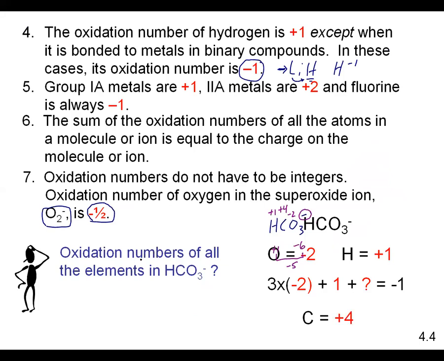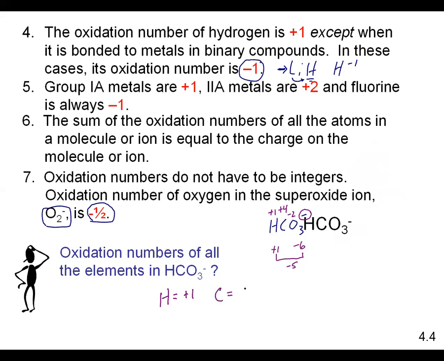Any questions on how we got there? When you're asked to give the oxidation numbers, this is how you do it. Hydrogen is +1, the carbon is +4, the oxygen is -2, not the grand total of what you got. When you're asked for the oxidation number, it wants just the oxidation number on one of the elements by itself. So the correct answer here should be -2, not -6 for the oxygen.